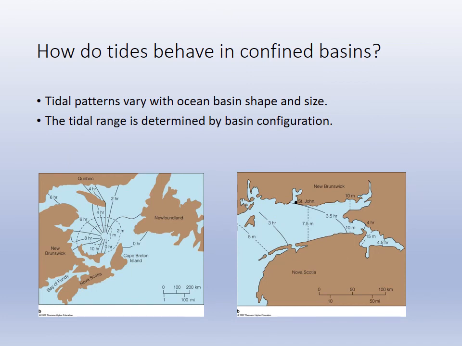Now, in basins, you have very different rules because you're forcing a lot of water through a small area. Think of John's Pass and all the current. All that tide from the Gulf is pushing through that little opening and then coming out that little opening. There's definitely a time delay and definitely a lot of currents. So confined basins are famous for currents and delayed tides.